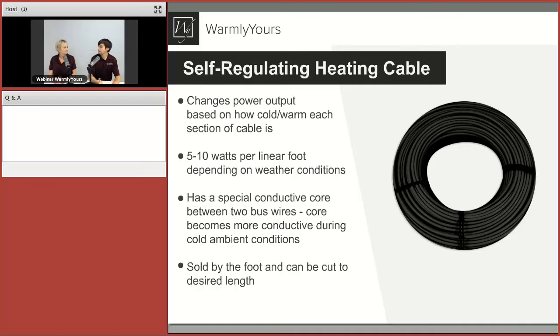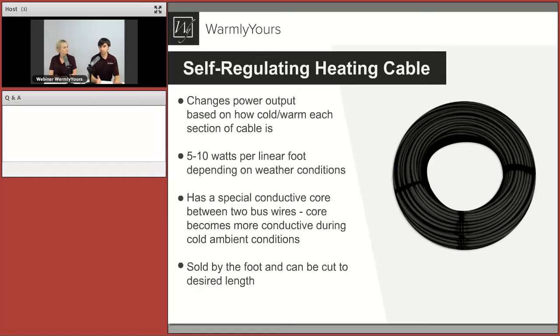So the name of the product tells you already some information about it. It's a self-regulating cable, and what we mean by that is it changes the power output based on how cold or warm each section of the cable is. So probably a good example would be, you may have one large amount of cable transitioning from one side to the other side of the house, and while one side of the house will be in the shade and all snowy and icy, the other side of the house with that same cable will be exposed to the sun and may not even need to be energized as high as the section in the shade.